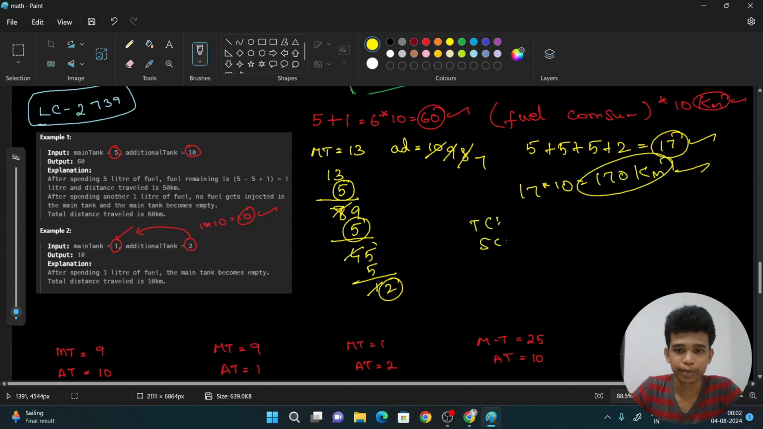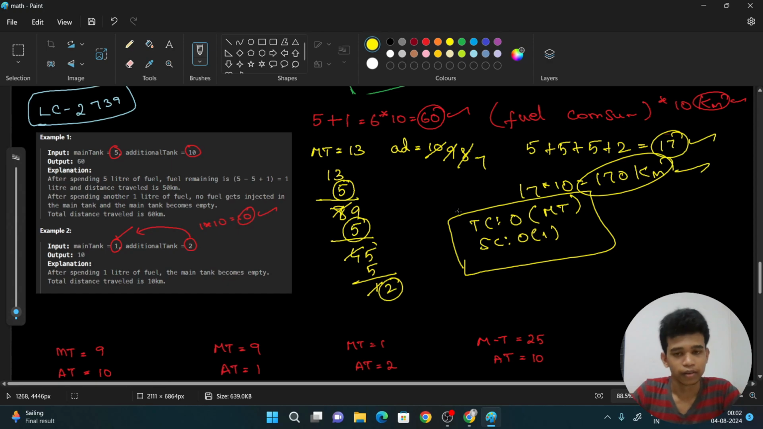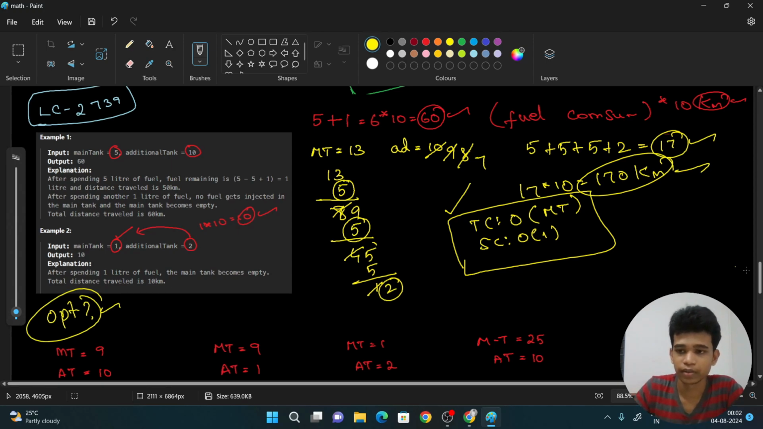So what is the time and space complexity? I can say my time complexity will be O of main tank, as I'm just doing main tank steps, and space complexity is O of 1. Can you understand this? So this is our time and space complexity. Can we optimize it still further? So let's discuss it.